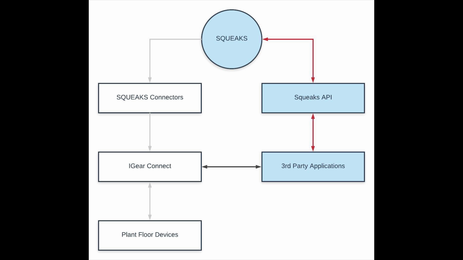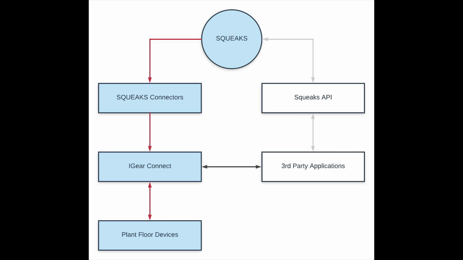This allows users to modify their existing applications to perform extra functionality to interact with Squeaks when certain events happen. Examples would include initiating a squeak when a new work order comes into a maintenance system, or performing a backflush function in an ERP system when an operator performs a specific action on a squeak.